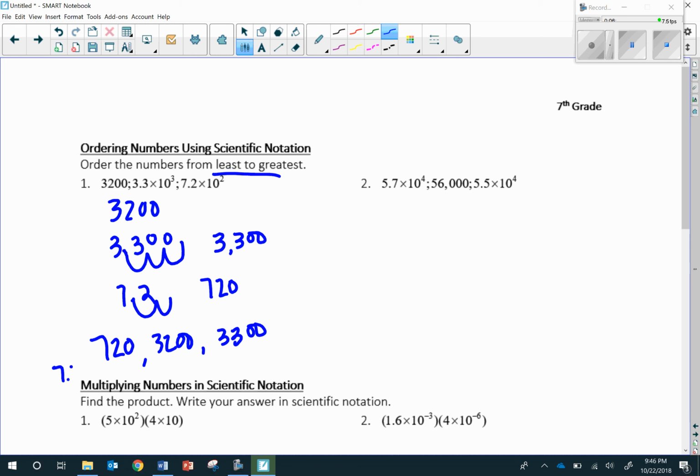So if I match those up with their scientific notation, that's 7.2 times 10 squared. 3,200 was already there, but we can write that also as 3.2 times 10 cubed, and this one would be 3.3 times 10 cubed. All right, number 2 works the exact same way. I'm going to leave that one for you to try. Again, you're ordering these in order from least to greatest.